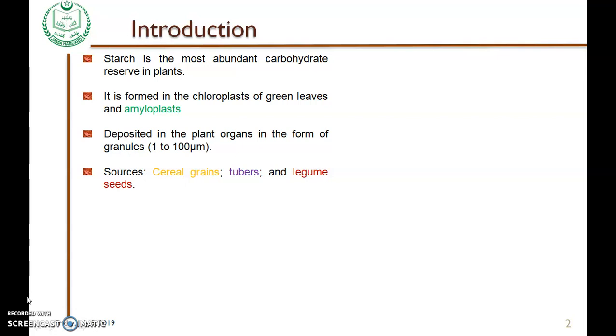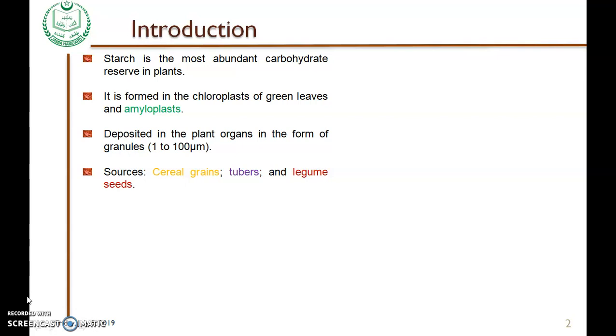Starch is the most abundant carbohydrate reserve found in plants, and it is mainly in the stored form of carbohydrate. In plants, you'll find two forms of carbohydrate: one is the storage form, and the other is the structural form. The storage form is starch, and the structural form is cellulose, hemicellulose, and lignin. All those come under the structural form of carbohydrate found in plants. And the stored form of carbohydrate that is abundant in animals is glycogen.